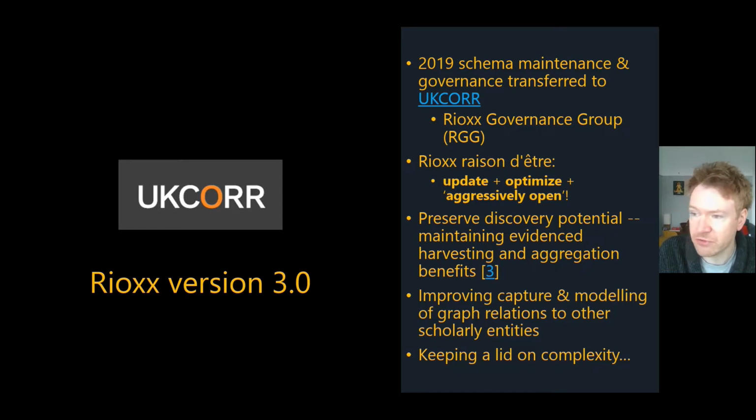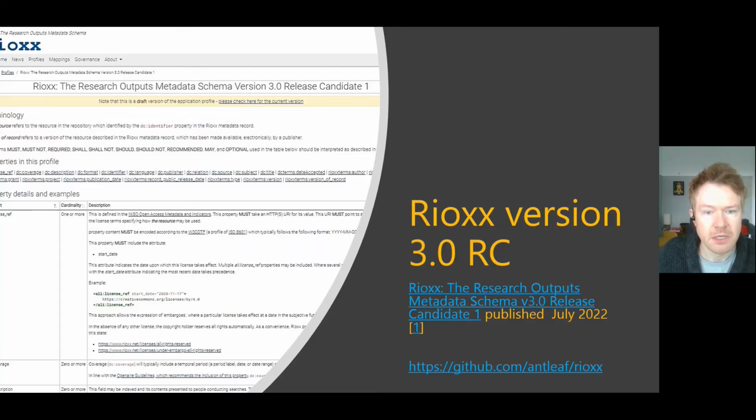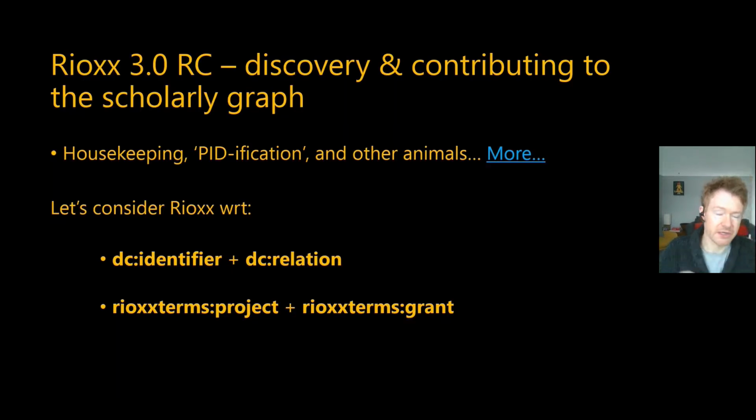And the raison d'etre of the Rioxx governance group was to update the schema, optimize it, bearing in mind its discovery potential, so maintaining that, but also better improving the capture and modeling of graph relations within the scholarly universe. To that end, version 3, the release candidate has been made available, and there are links there, and there'll be links in the video description, and I would encourage everyone to take a look at that. But let's look at some examples.